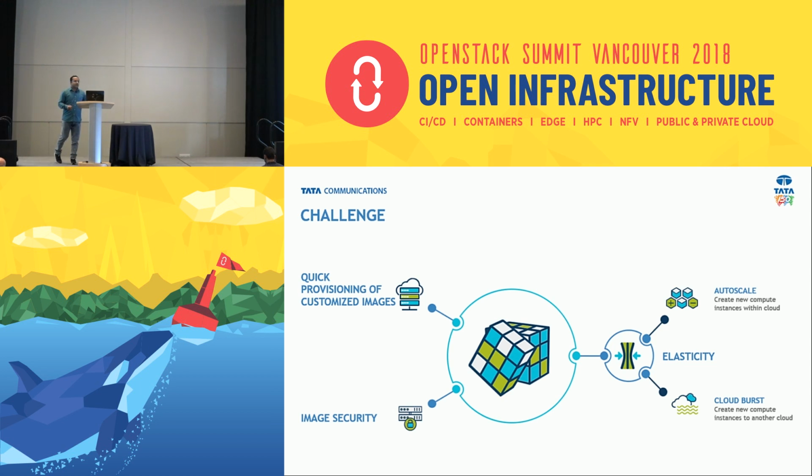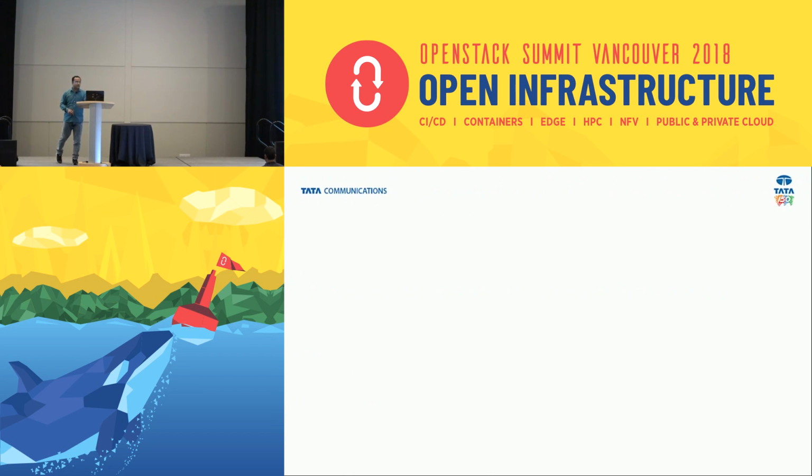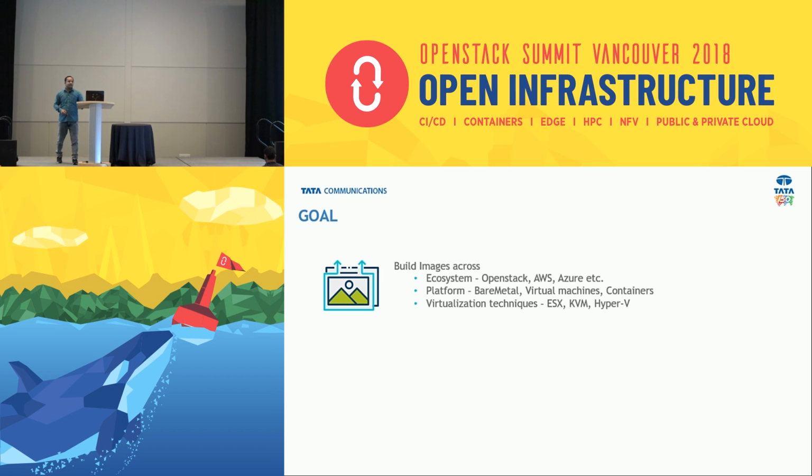So when we customize, the customization has to be done in a way that supports elasticity with the level that the customers expect from us. The goals that we set aside to overcome these challenges: first, build customized images across your ecosystem, because we are talking about cloud bus, so it's not just OpenStack. You should be able to create images across your AWS, Azure, or whatnot.